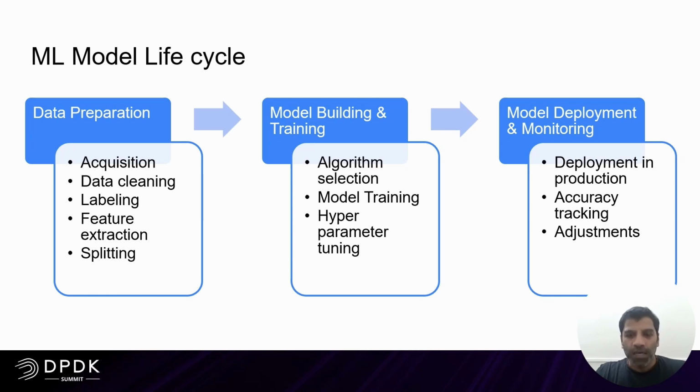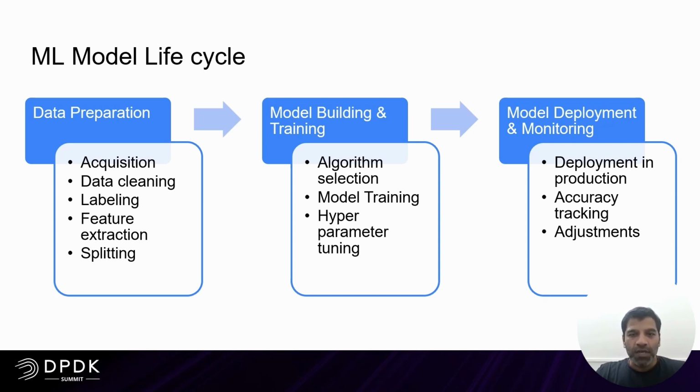Before we start discussing machine learning capabilities in DPDK, I would like to briefly introduce the life cycle of a typical machine learning model. At the top level, the cycle usually has three different stages. The first one being data preparation, followed by model building and training, and then followed by deployment and monitoring.